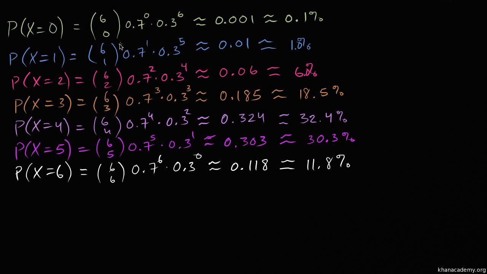Where you will see the symmetry is in these coefficients. If you calculate these coefficients, 6 choose 0 is 1, 6 choose 6 is 1. You would see that 6 choose 1 is 6, and 6 choose 5 is 6. You'd see 6 choose 2 is 15, and 6 choose 4 is also 15, and then 6 choose 3 is 20. So you definitely see the symmetry in the coefficients, but then these things are weighted by the fact that you're more likely to make something than miss something. If these were both 0.5, then you would also see the symmetry right over here.